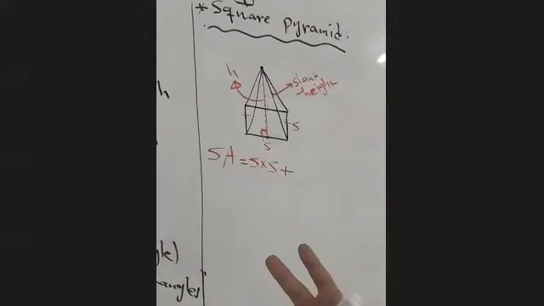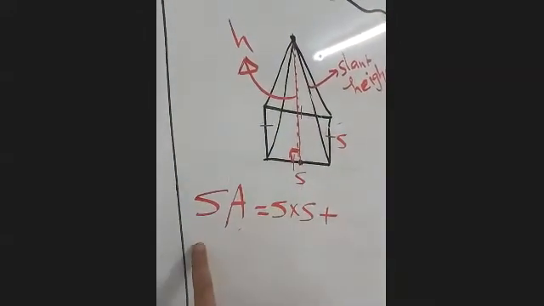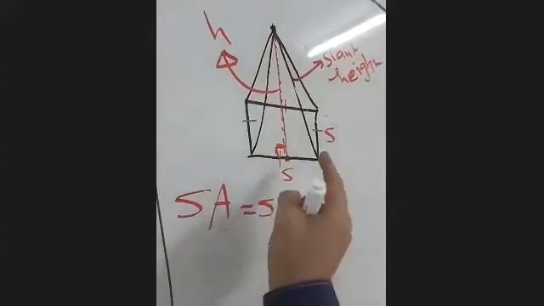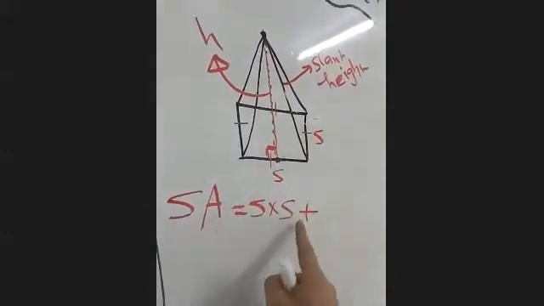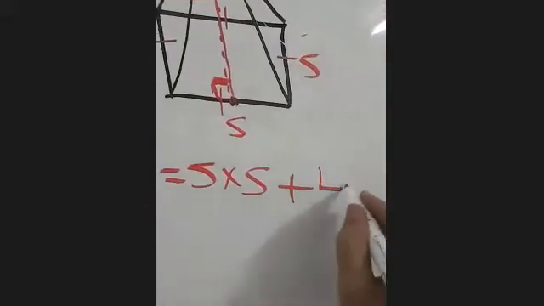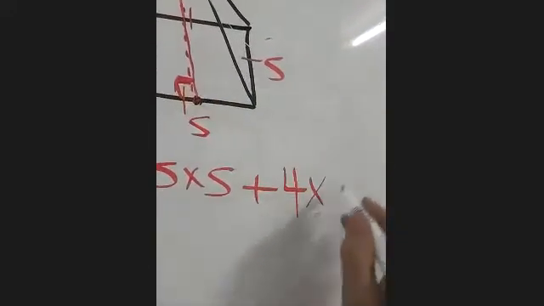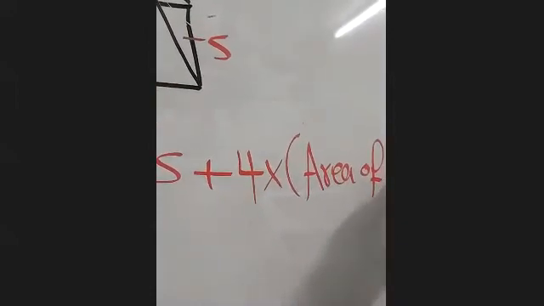So to find the surface area, we start with the square, the base. The surface area of the base is the area of the square, S multiply S, plus 4, because we have 4 triangles, multiply area of a triangle.